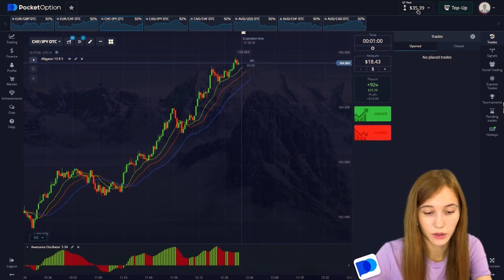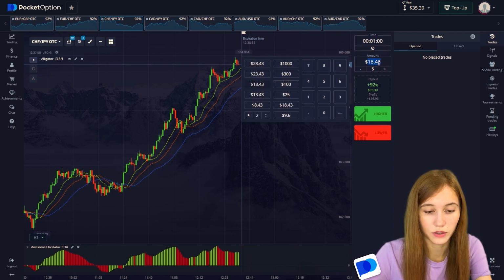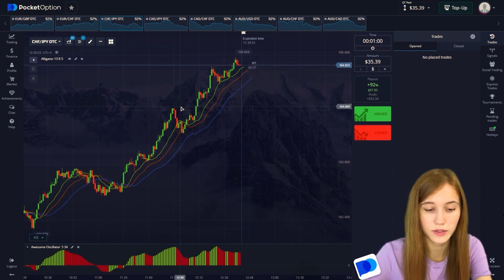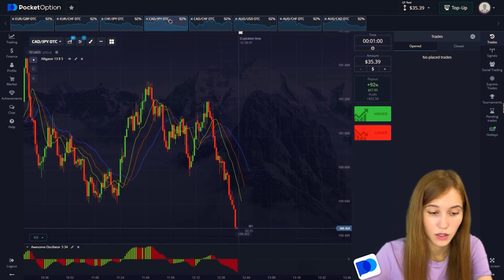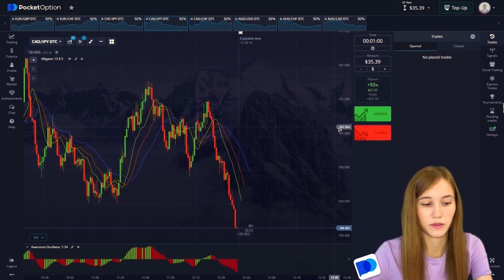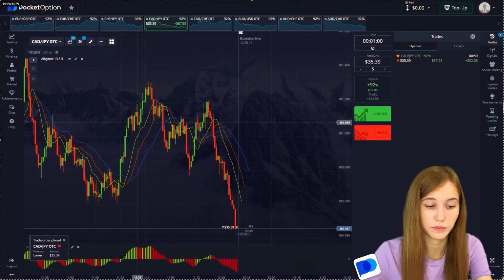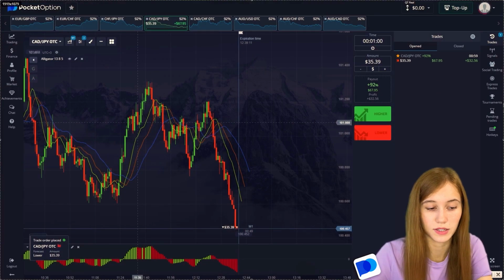Let's take a look at our chart. We see a positive deal, $35. Let's increase the deal amount and go to the next concept. Here we are. We open a downward trend and proceed to technical analysis.